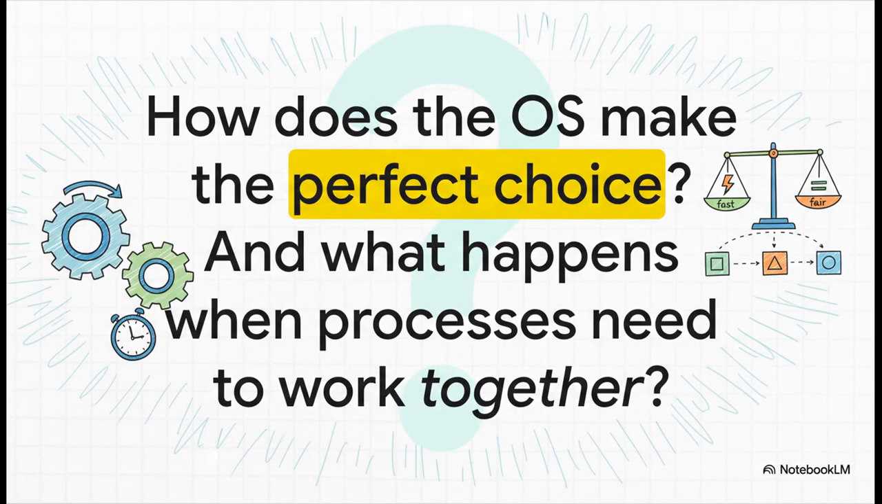And that brings us to a really fascinating question, doesn't it? If every single switch has a cost, how does the OS make the perfect choice thousands of times a second to keep everything running smoothly? And what happens when all these separate processes actually need to work together? Well, that's a whole other story, and it's exactly what we'll dive into in our next explainer.